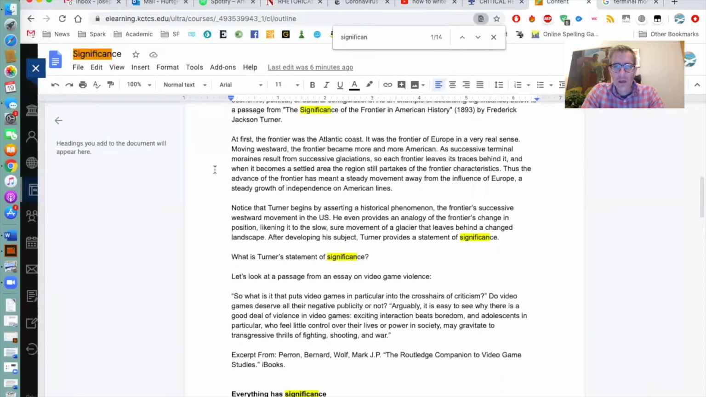So, as successive terminal moraines result from successive glaciations, so each frontier leaves its traces behind it. And when it becomes a settled area, the region still partakes of the frontier characteristics. Thus, the advance of the frontier has meant a steady movement away from the influence of Europe, a steady growth of independence on American lines. So notice that Turner begins by asserting a historical phenomenon, the frontier's successive western movement in the US.